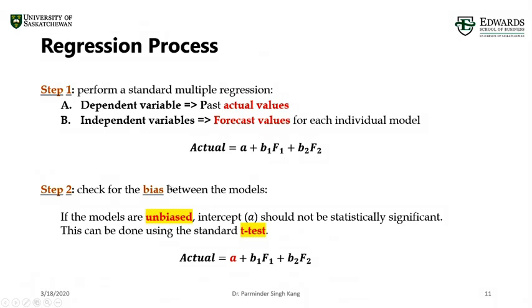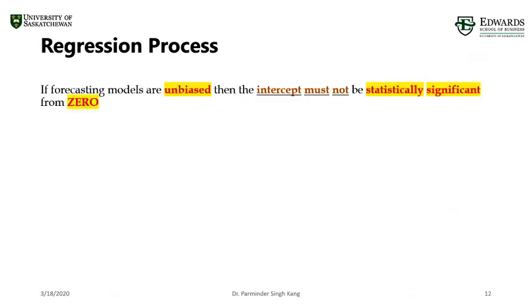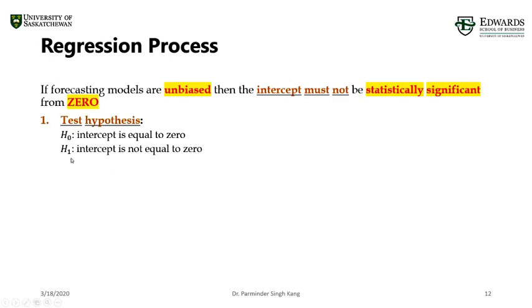Statistical significance will allow you to check if there's a bias between different models, meaning between Winter's model and F2, which is the multiple regression model. If the models are unbiased, intercept A should not be statistically significant. How do we perform the t-test? Just a quick reminder. We set the hypotheses. The null hypothesis is that the intercept is equal to 0, and H1, the alternative hypothesis, is that it is not equal to 0.